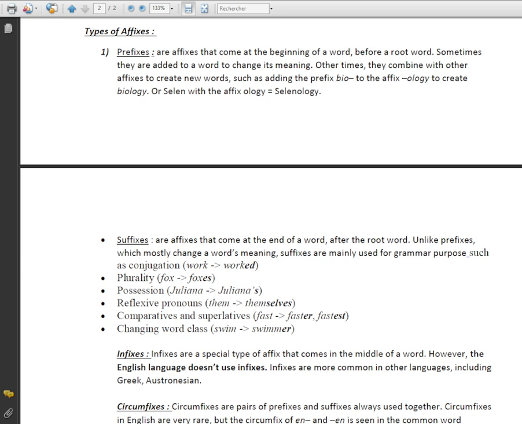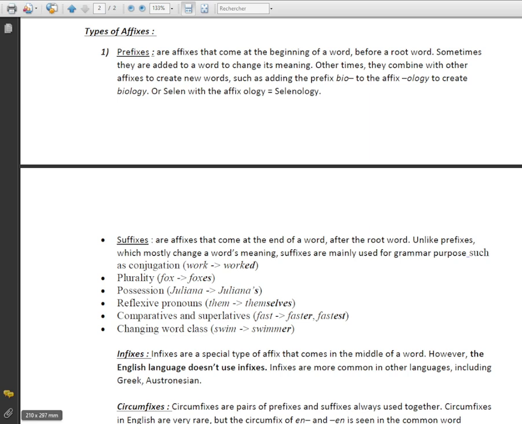Infixes are a special type of affix that come in the middle of a word. However, the English language doesn't use infixes. Infixes are more common in other languages, including Greek and Australian. So thus, this kind is utterly useless to us. But at the end, we still need to know it since it's part of our course. So we're just gonna be moving on with it, but still, it's good to know what it is.